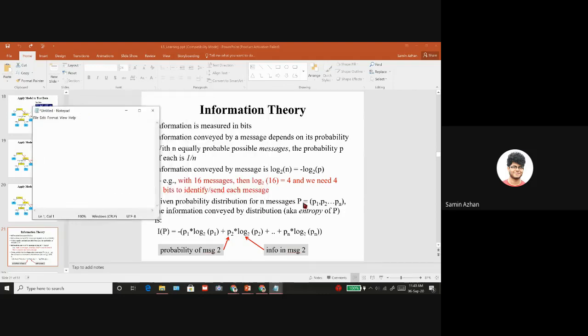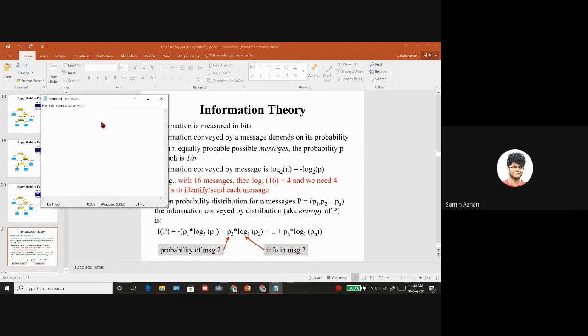Well, actually, not 3 messages. Let's say we are trying to represent 8 messages, and my question is, how many bits do we need? If this is too confusing for you, let's start with 2 messages.